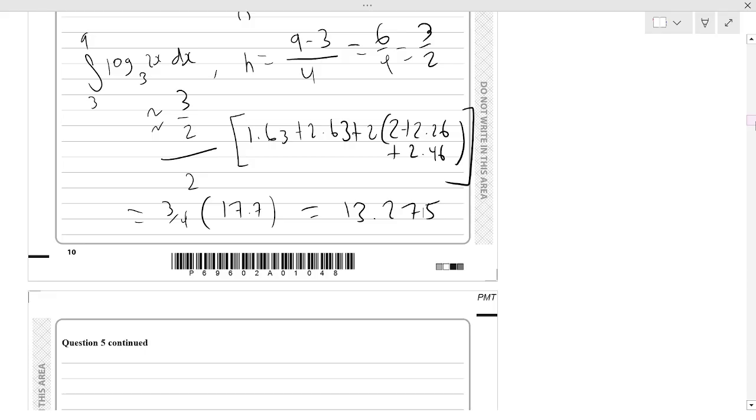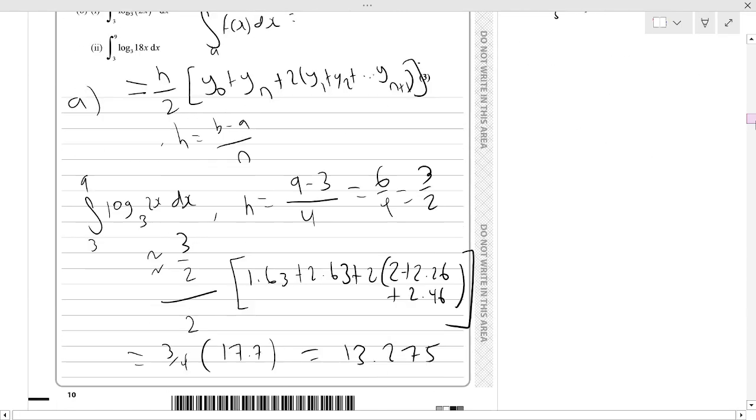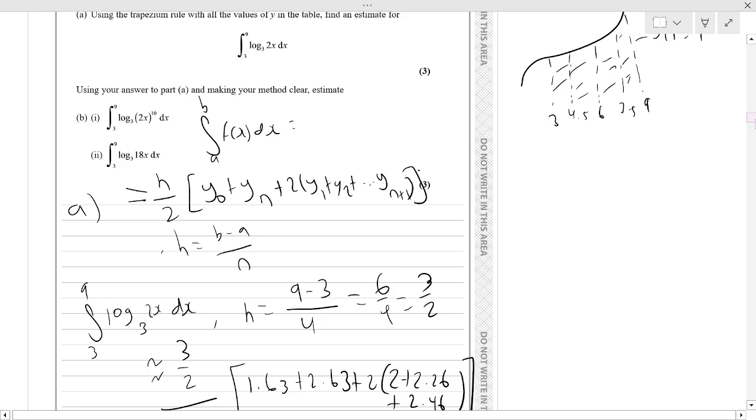13.3 or, yeah, that's the right answer. Cool. So that's basically just using the trapezium rule. You don't even need to learn the formula, but you do need to know how to use it. I haven't used this in absolutely ages, and I've still worked it out. The formula, you can work with it, especially if you know what you're doing.